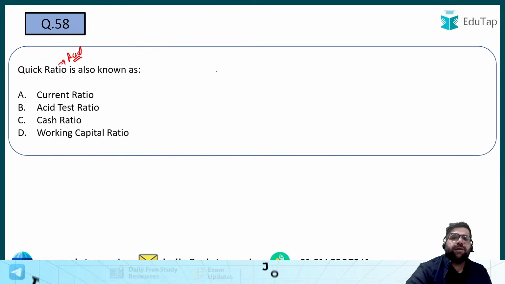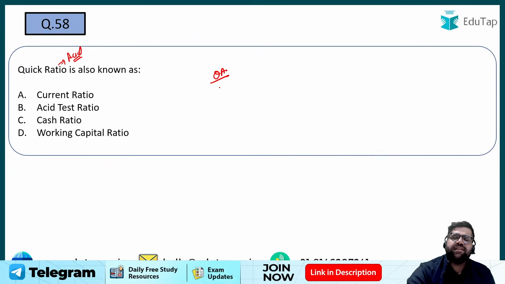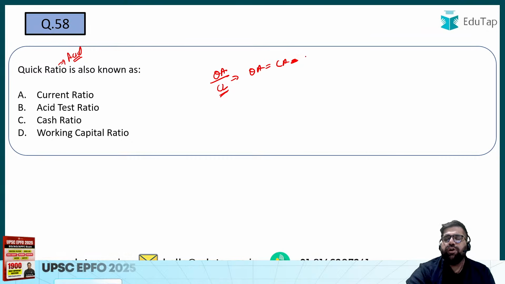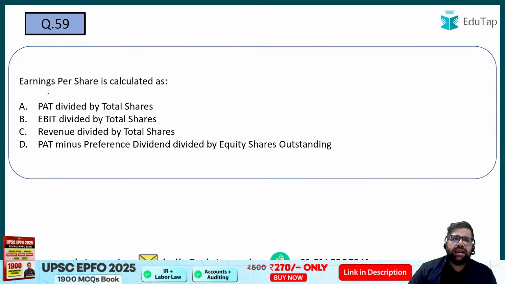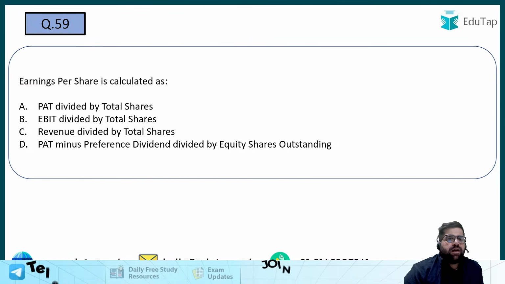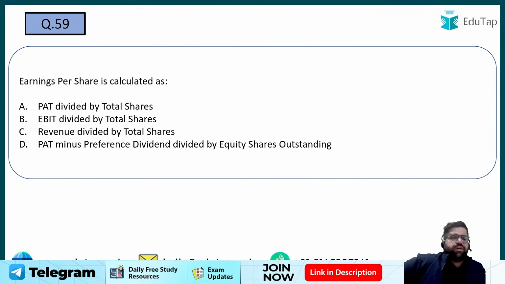Quick ratio का formula हमने पहले भी discuss करा है. Quick assets divided by your current liability, in which your quick assets is equals to your current assets minus your inventory minus your prepaid expense. So quick ratio is also known as your asset test ratio. Right? Question number 59. Earning per share is calculated as what?